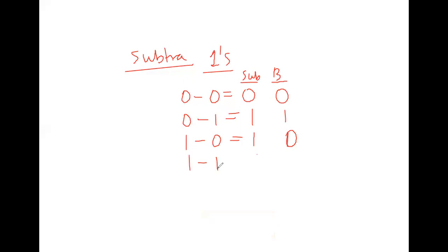1 minus 1 is equal to 0 without mistake, right? This thing we already know. So in our digital system, what happened? It deals with binary numbers, right? In your computer system, it deals with binary, that is machine language.